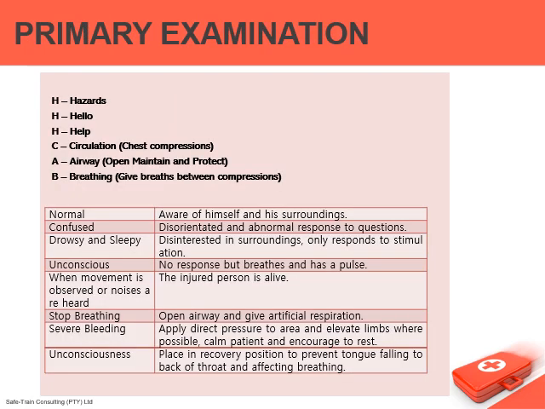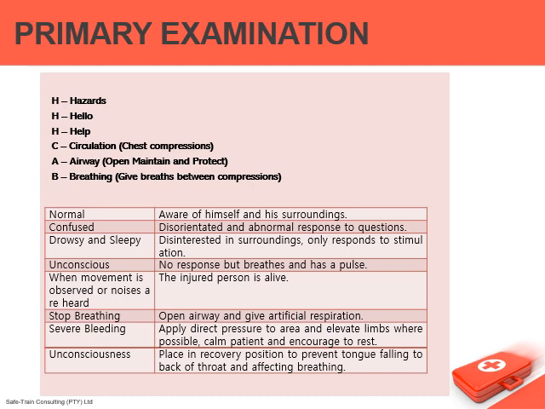The primary survey is a quick way to assess patients. It can easily be remembered by the letters HHHCAB. Hazards. Hello. Help. Circulation, for example chest compressions. Airway. Open, maintain, and protect the airway. Breathing, for example give breaths between compressions. If you ever find yourself in an emergency situation, then all you need to remember is HHHCAB, and you will be able to systematically assess your patient, and decide what to do.